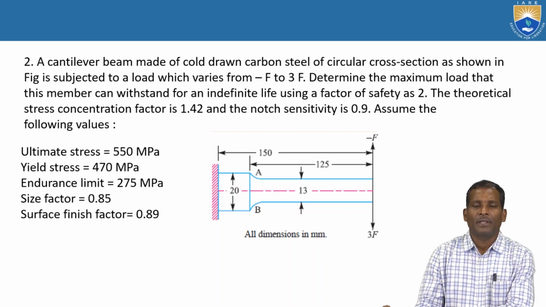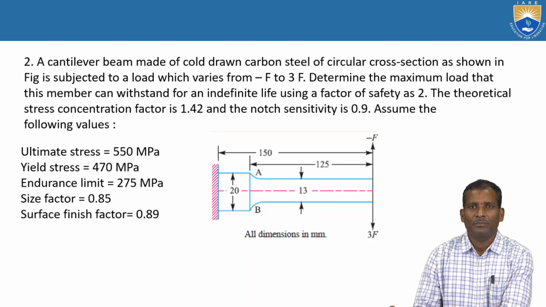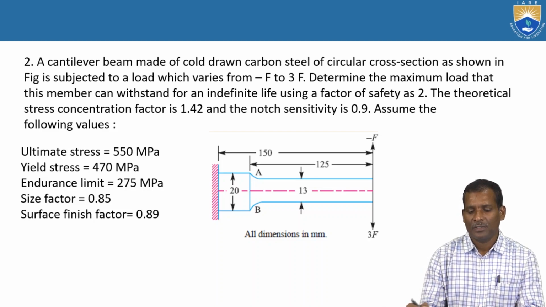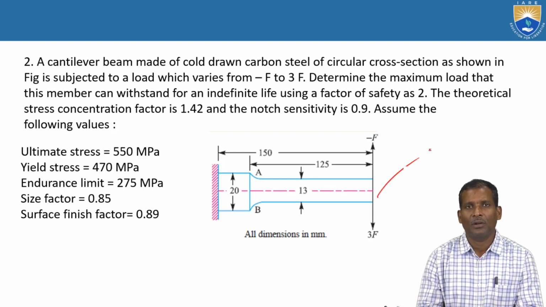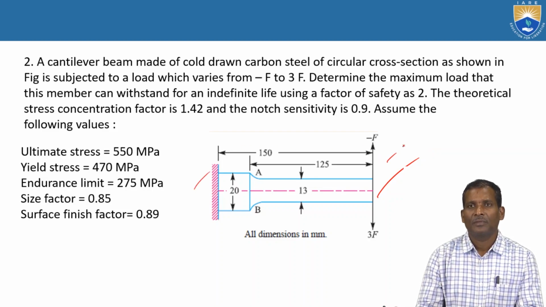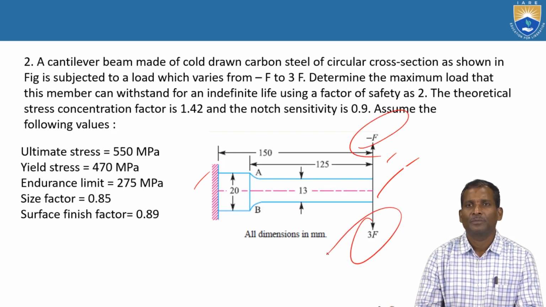So one more problem we will see. This is one more model. A cantilever beam made of cold drawn carbon steel of circular cross section is shown in the figure. In this figure, this is a circular rod and it's a cantilever beam. One end is fixed, the other end is free. The load is acting at the free end. That load varies from minus F to 3F. So minimum load to maximum load. The maximum load is 3F and the minimum is minus F.